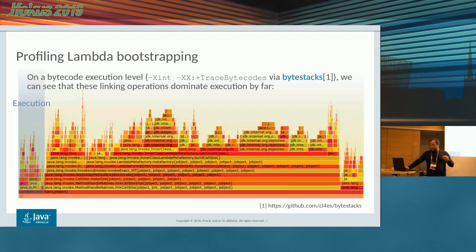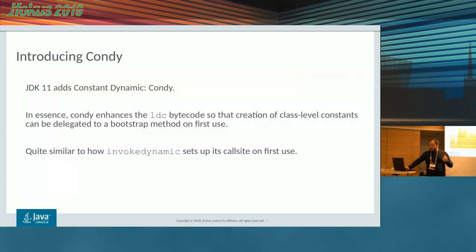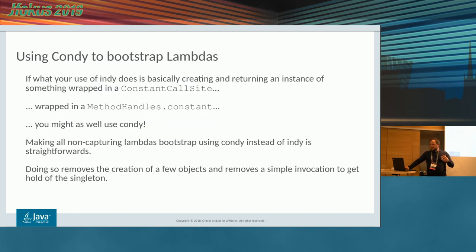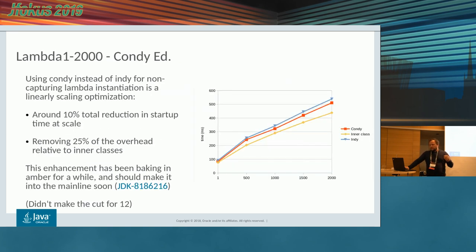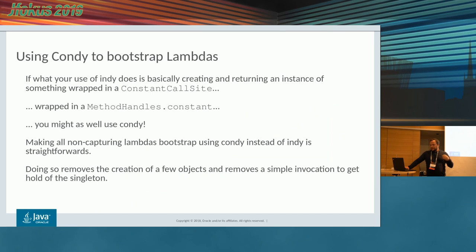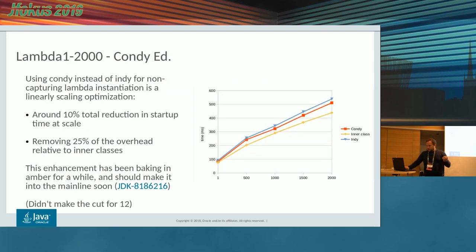Let's skip a little bit of the innards here. We can see that the execution part is quite a bit smaller than the overhead of creating the lambda metafactory. But if you get to Condy, then instead of generating using Indy, you can get rid of quite a bit of the constant call site stuff. Instead, use a Condy to get the instance directly if your call site is non-capturing, and then we experimentally see a 25% reduction in overhead, which gets us closer to the overhead of inner classes.